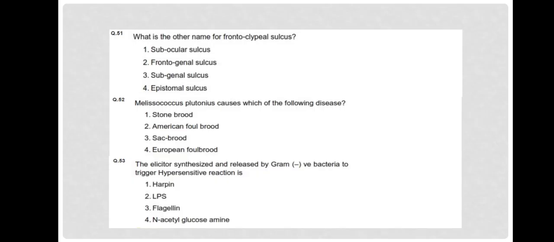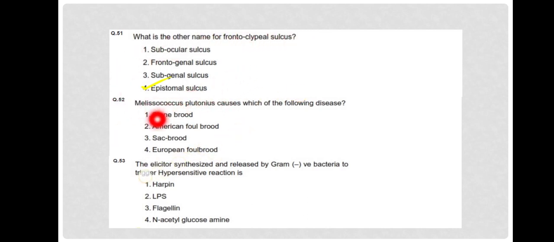What is the other name for frontoclypeal sulcus? So the answer is epistomal sulcus. Frons means forehead and clypeus means seal. This is the sulcus which extends along the epistomal line. That's why it is known as epistomal sulcus.